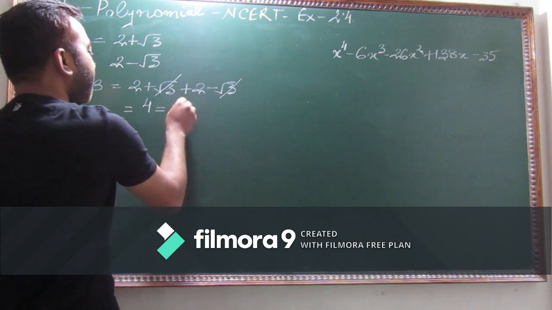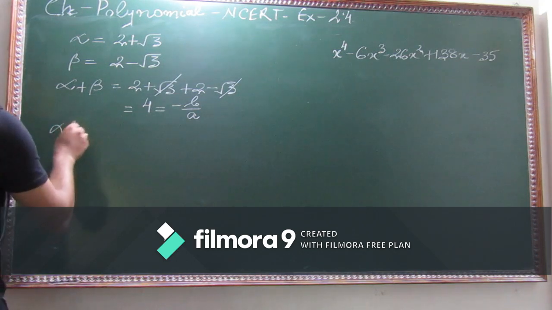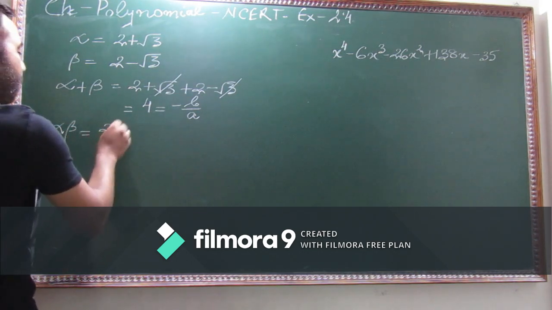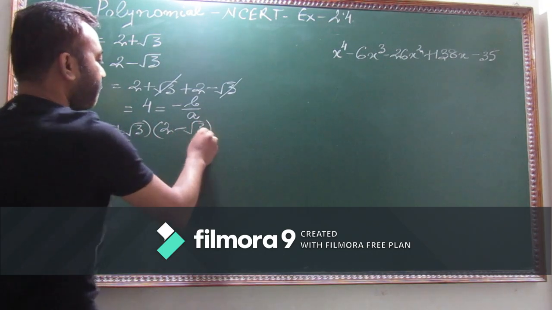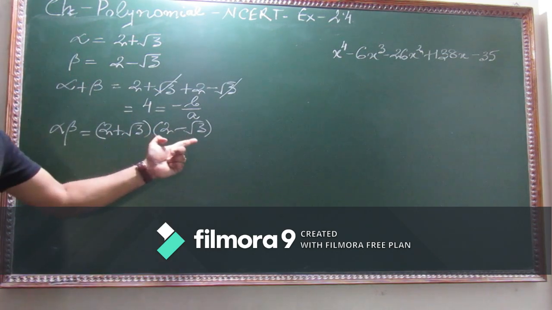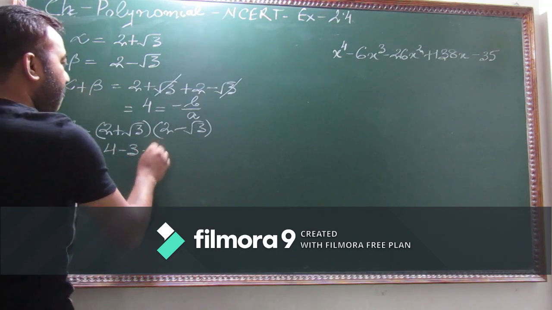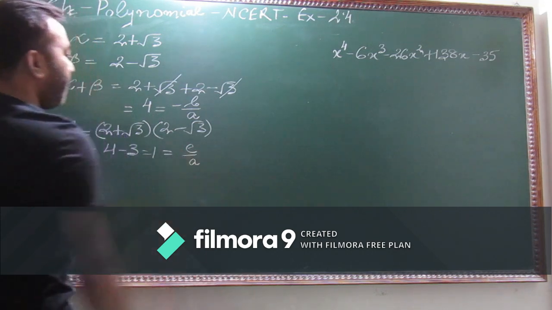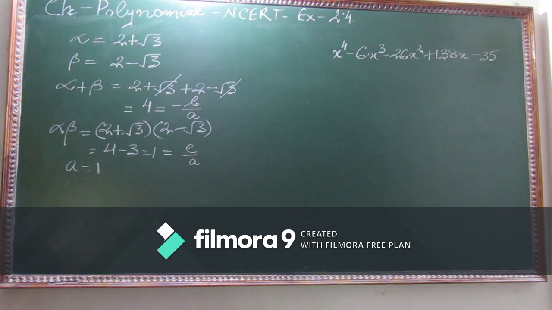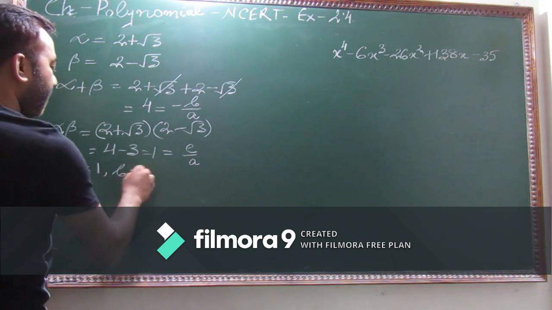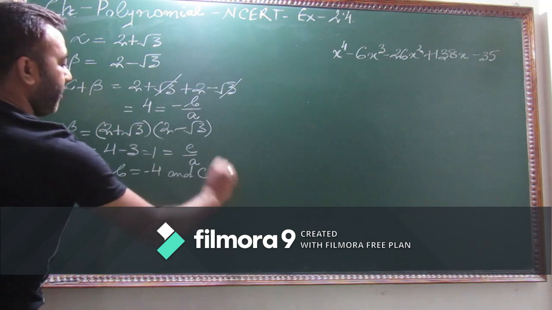You know that alpha plus beta is equal to minus b by a. After that, alpha into beta is 2 plus root 3 into 2 minus root 3. This is of the form a plus b into a minus b, that means a square minus b square, that means 4 minus 3 is equal to 1, which is c by a. If I compare, I get a is equal to 1, b is equal to minus 4 and c is equal to 1.